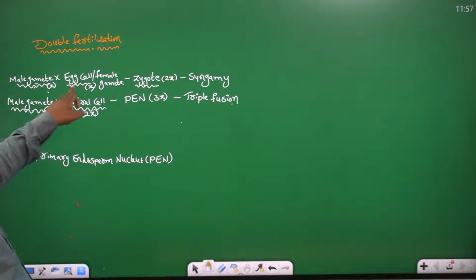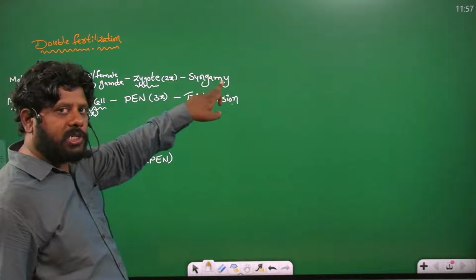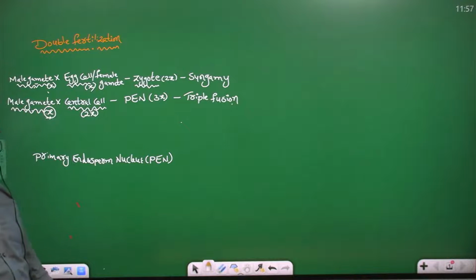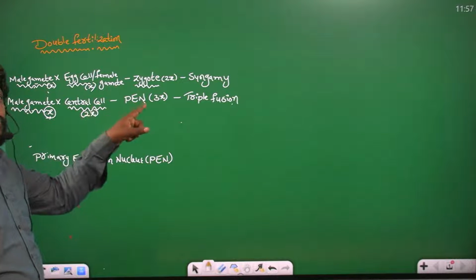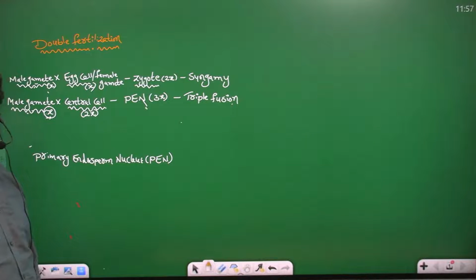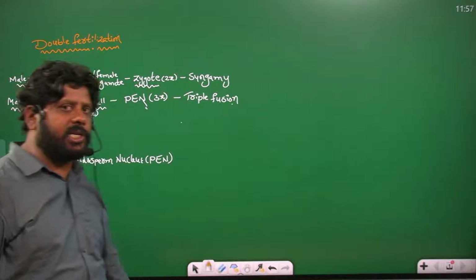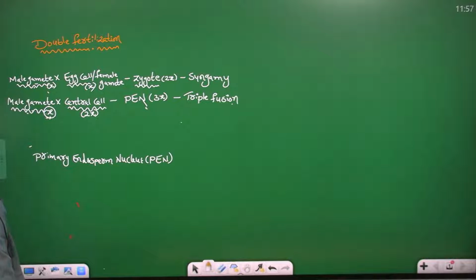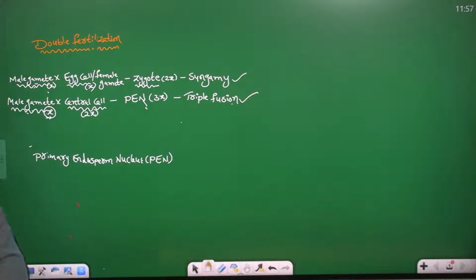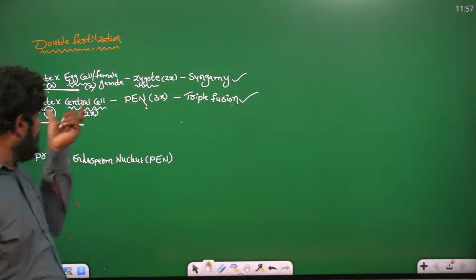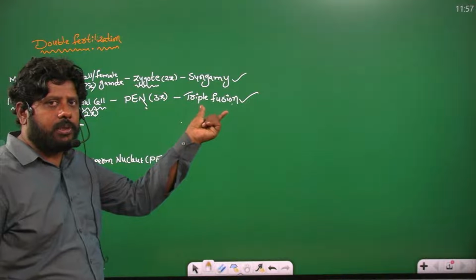First male gamete fertilized with egg cell to form zygote, that fertilization is called syngamy. And second male gamete fertilized with central cell to form primary endosperm nucleus, that process is called triple fusion. Listen, syngamy is one fertilization and triple fusion is one fertilization.